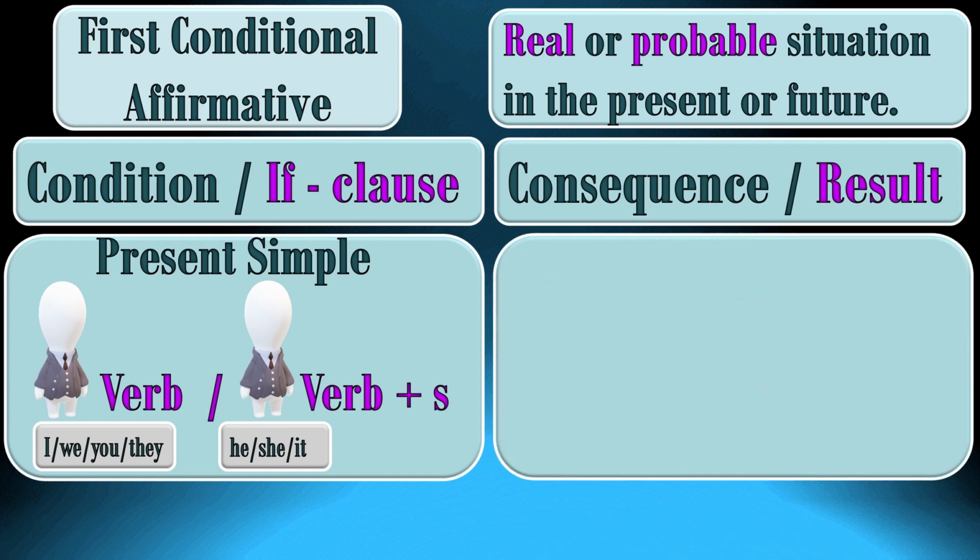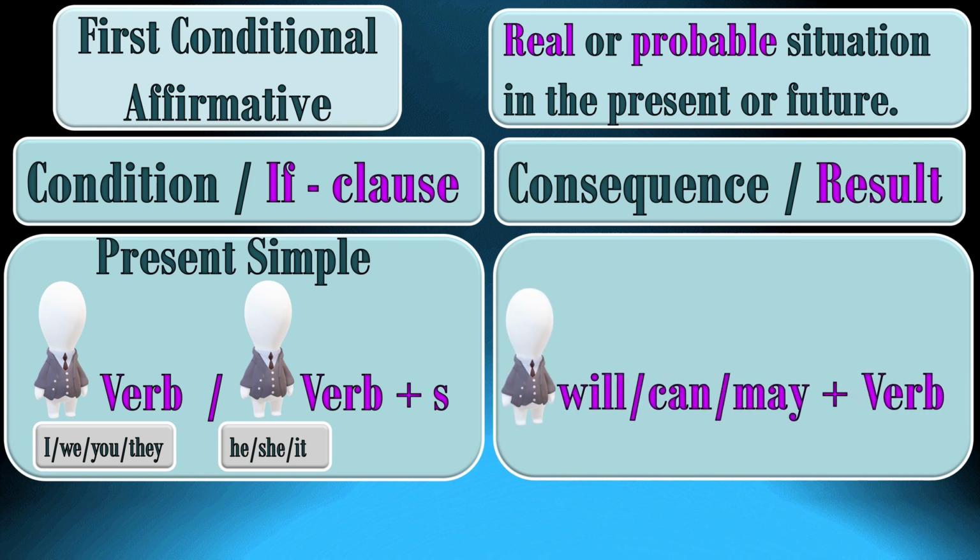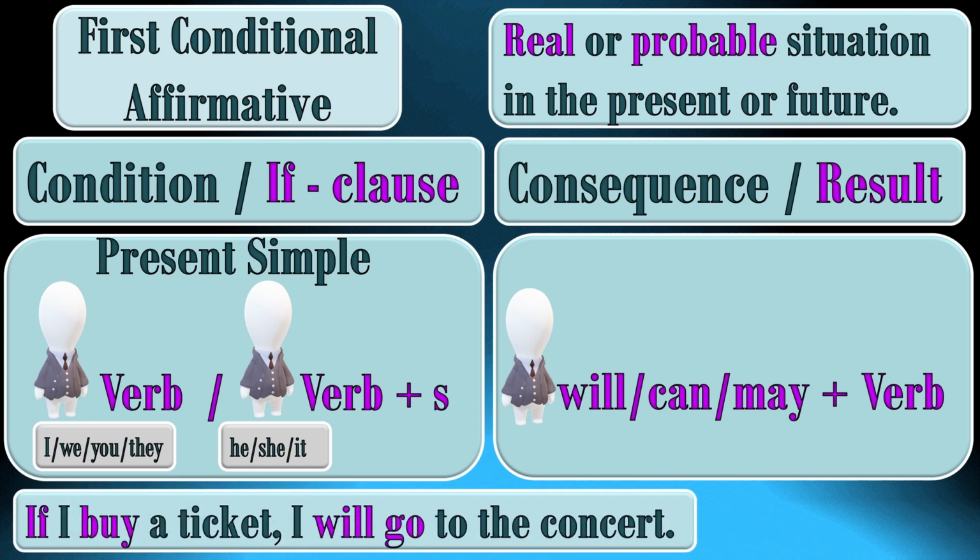To talk about result, we start with a subject, then add will, can or may, and a verb. For example, if I buy a ticket, I will go to the concert.